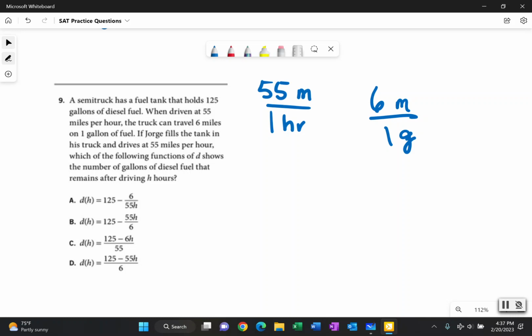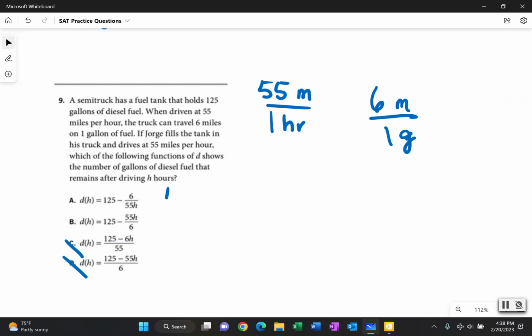So here we know for sure we have 125, right? That's going to be our base. We're going to have to subtract from that. So in this case, we want to look below. What do we need to subtract from? It can't be C and D because we're not dividing the entire units there. 125 is in units of gallons. That is important to know in both of these equations.